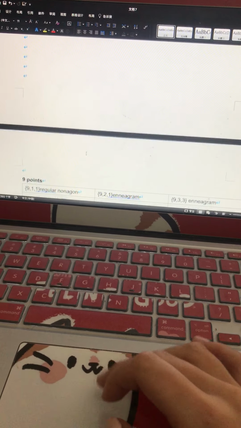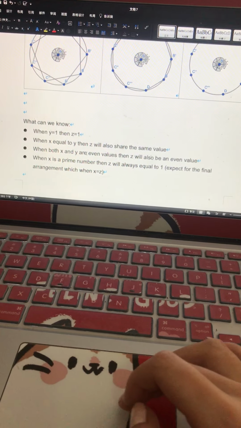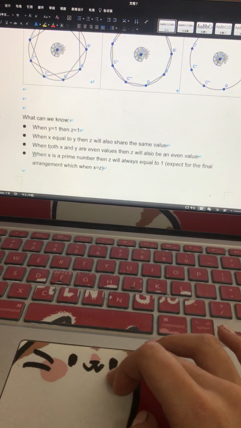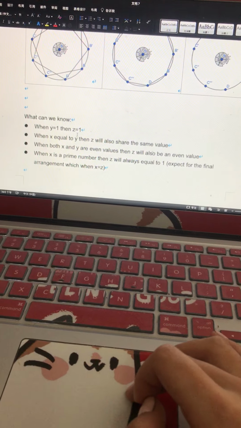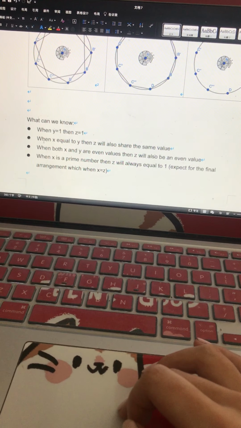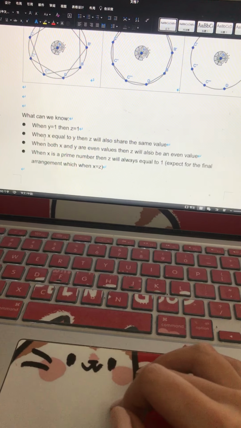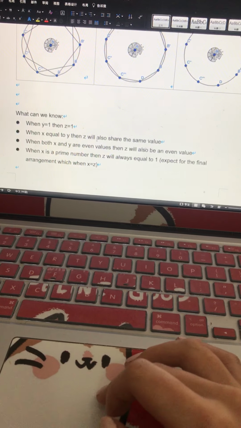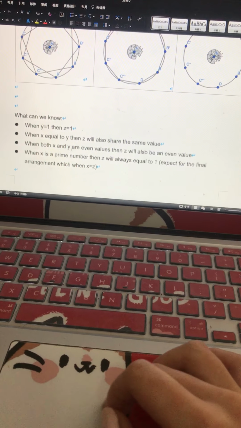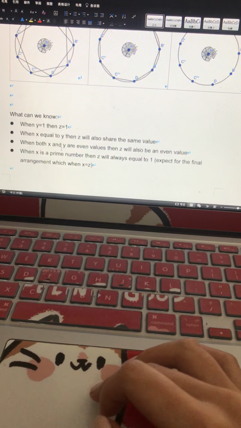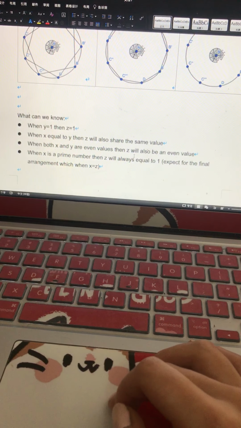And what I found from drawing these circles: I can know when y is equal to 1, then always z is equal to 1 too. And the second thing I know from drawing these circles is when s is equal to y, then z will also share the same value. And when both s and y are even values, then z will also be an even value.